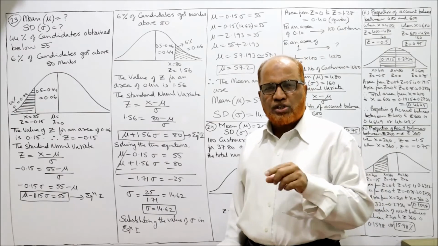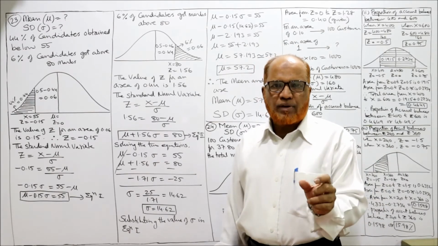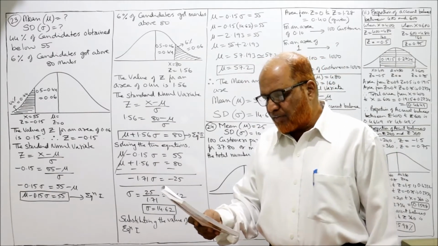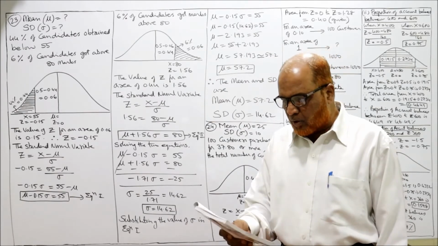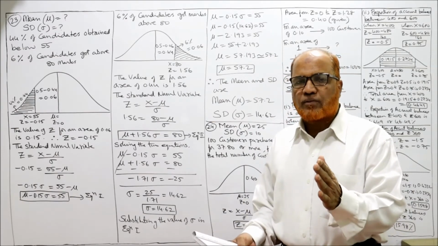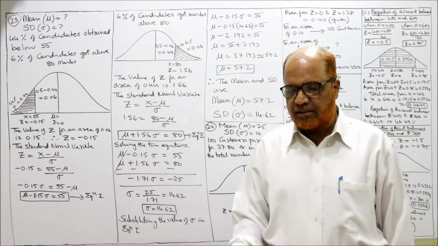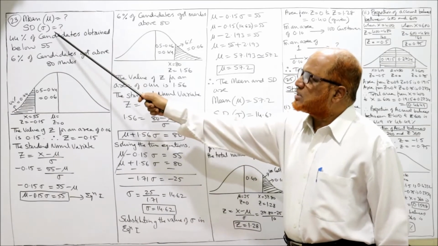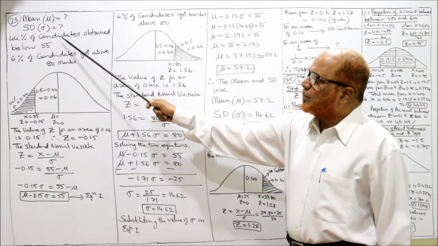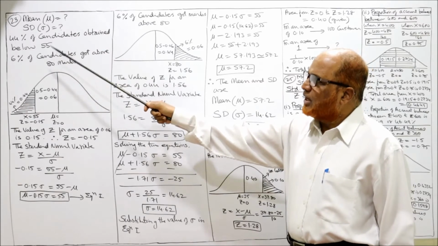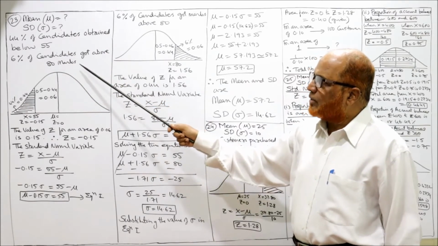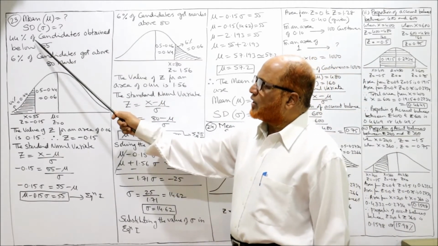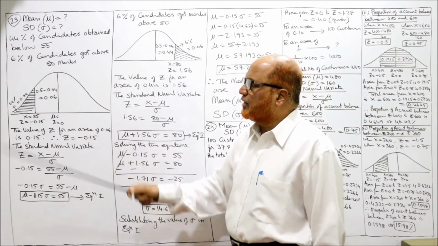In the previous problems also we have done this type of problem. By using some information we have to find out the mean and standard deviation. So what is the information given? 44% of the candidates got marks below 55 and 6% of the students got marks above 80. By using this, we have to find out the mean mu and standard deviation sigma. One by one we'll make use of this information. First we'll use the 44% of candidates who obtained marks below 55.